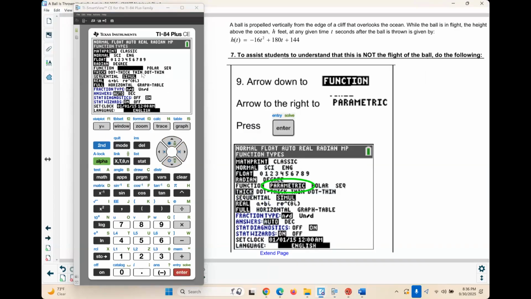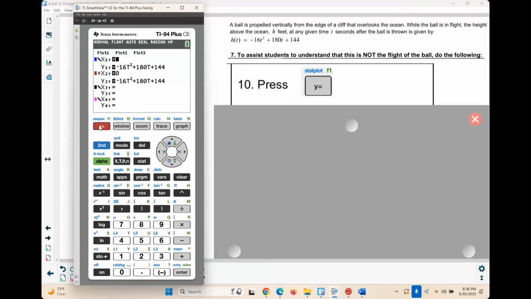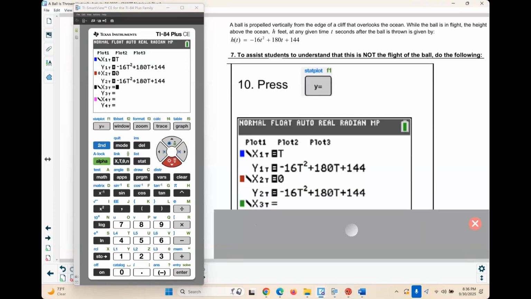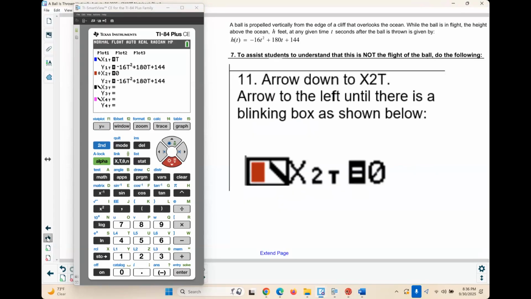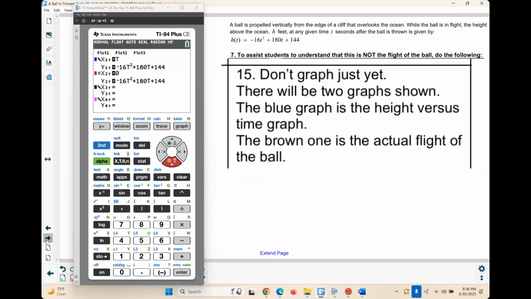So I've got parametrics on. Now, when you press y equals, look what you got. Some people are going, oh my goodness, I think it's broken. No, it's not broken. There's a reason for this. I already did the next steps where I set all this up, so I'm just going to skip this part. I'd already put that in the program. When I first did it, I did not.